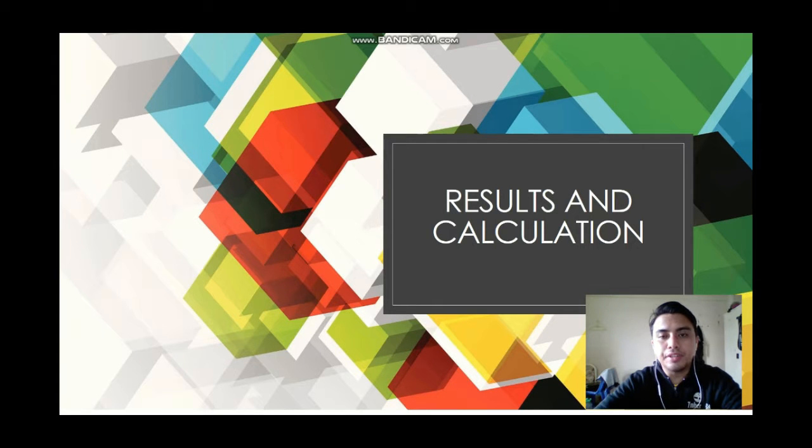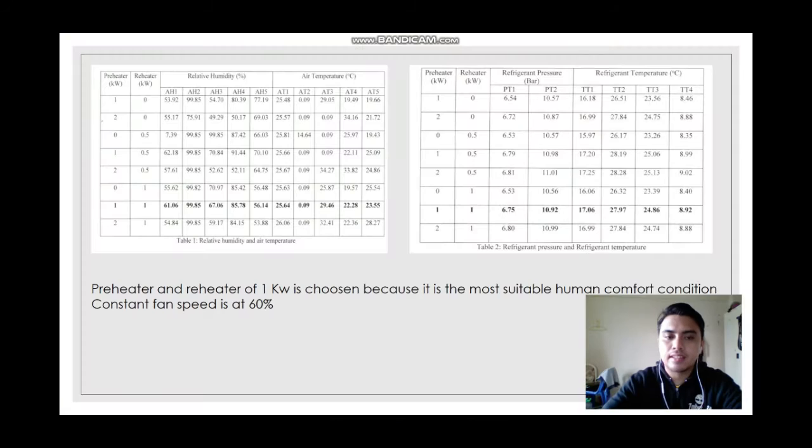Now we continue with the results and calculation for the air conditioning lab. There is table 1 and table 2, which is table 1, relative humidity and air temperature, and table 2, refrigerant pressure and refrigerant temperature. For each of these tables, we choose preheater and reheater of 1 kilowatt because it is the most suitable for human comfort condition, and the constant fan speed is set at 60%.